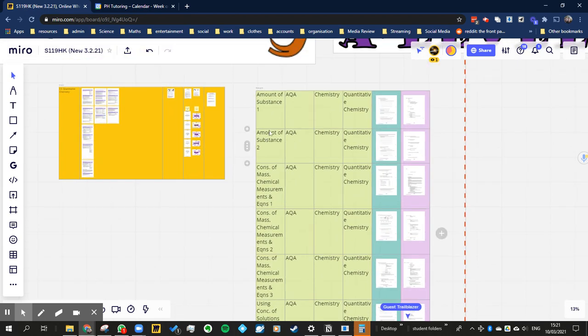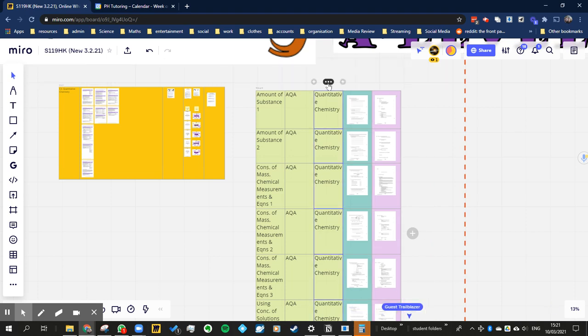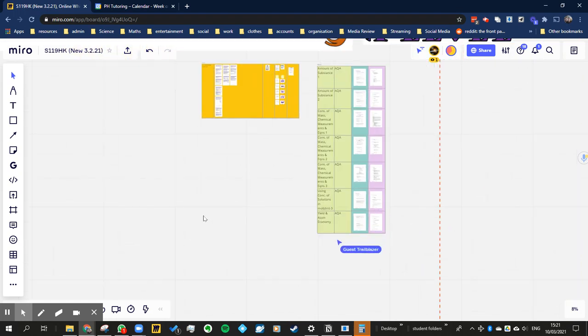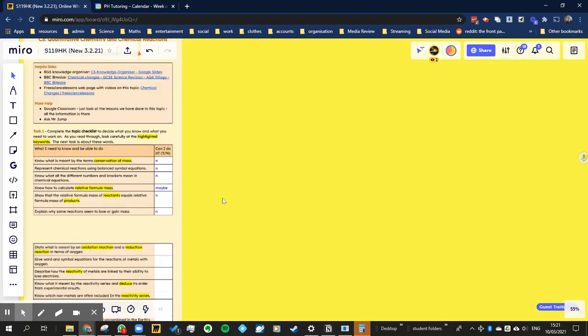Clearly, we don't need those columns there because it's chemistry, and we don't need that column there because, of course, it's quantitative chemistry. But there's your tests and your answers. Let's go through what this checklist is saying.